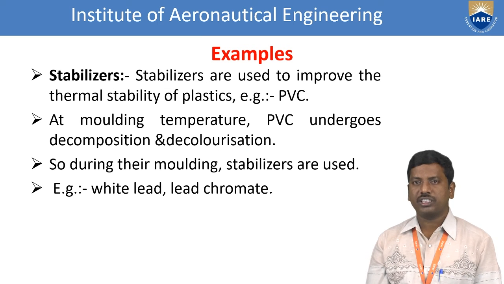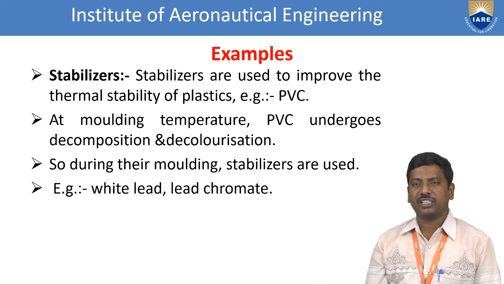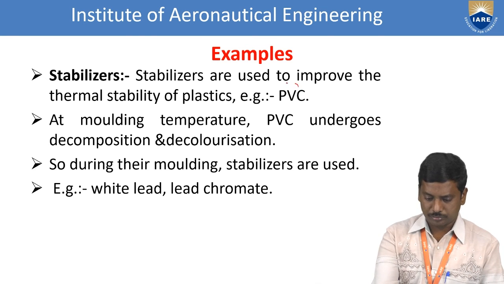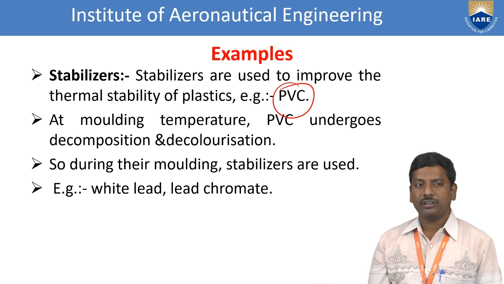After that we see the stabilizers. From the title we can understand they improve the stability of the plastics. Stabilizers are used to improve the thermal stability of plastics. Example, PVC. What is the meaning of PVC? Nothing but polyvinyl chloride.